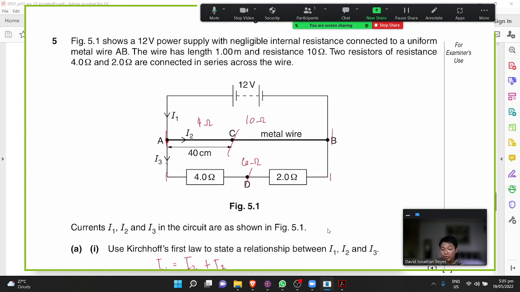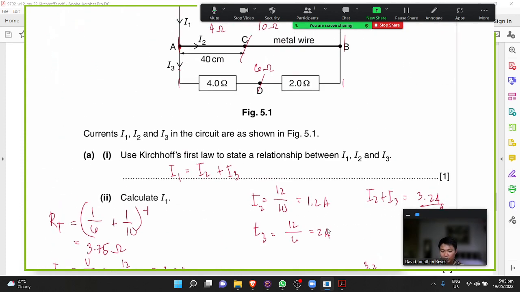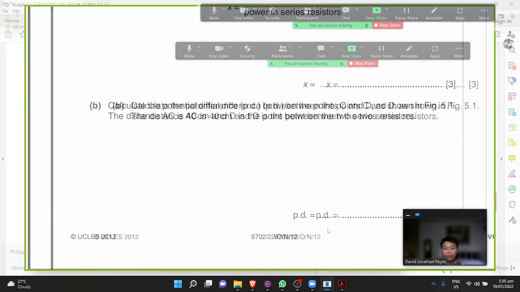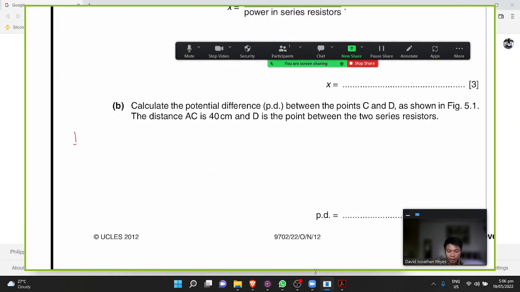We can now solve for the voltage. I think that's what they're trying to find out. So we need to find the voltage here and the voltage here, then subtract the two values. We know that the current moving along points A to C is 1.2 amperes, and the current along the 4 ohm resistor is 2 amperes.